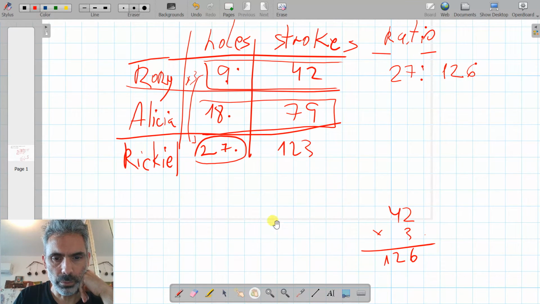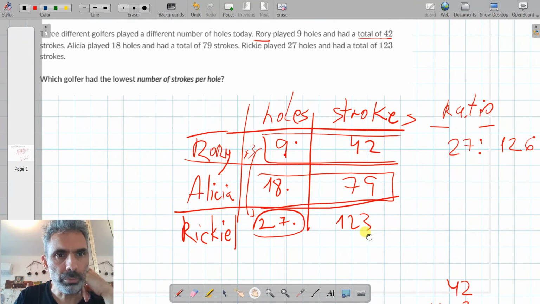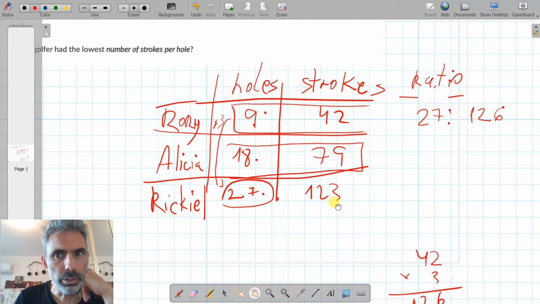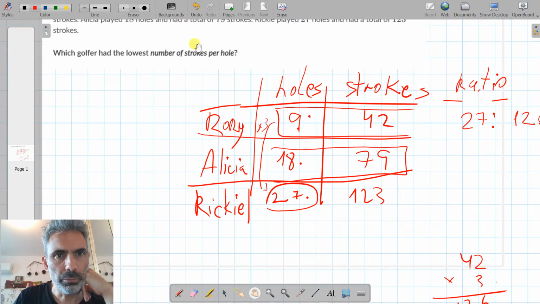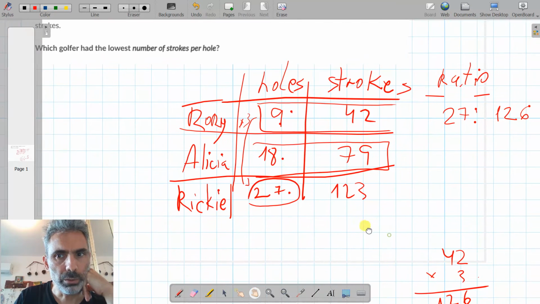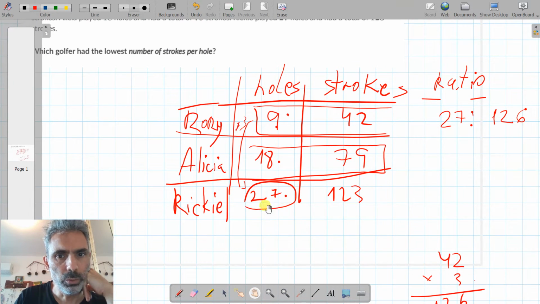I want to know the lowest number of strokes per hole. Okay, so Rory's ratio is worse than Ricky's. Ricky has a better ratio of strokes per hole because he has only 123 strokes for 27 holes compared to 126 strokes.